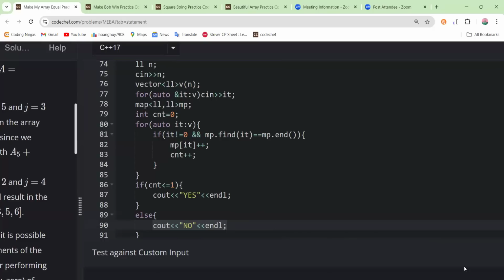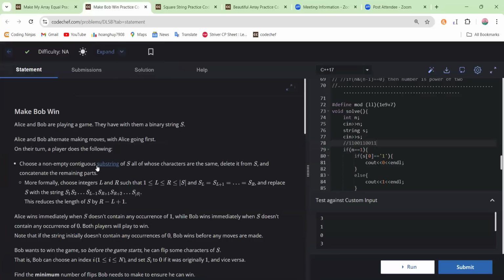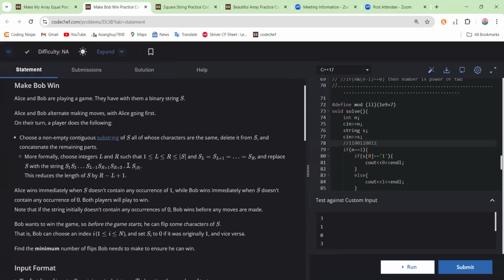So let's jump on to the second question. The name of the question is Make Bob Win. So Alice and Bob are playing a game. They have with them a binary string S. Alice and Bob alternate making moves with Alice going first. On their turn, a player does the following. Choose a non-empty contiguous substring of S, all of whose characters are the same, and delete it from S and concatenate the remaining parts.